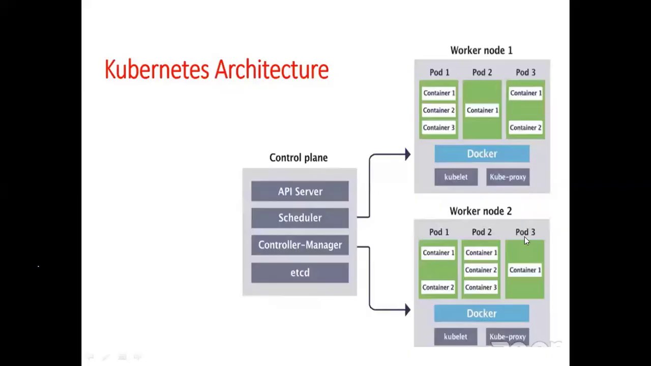Suppose I have created one Kubernetes architecture. In this architecture, suppose we have two worker nodes. Two worker nodes means there are two physical or virtual machines. A worker node means any virtual or physical machine where your container is running.